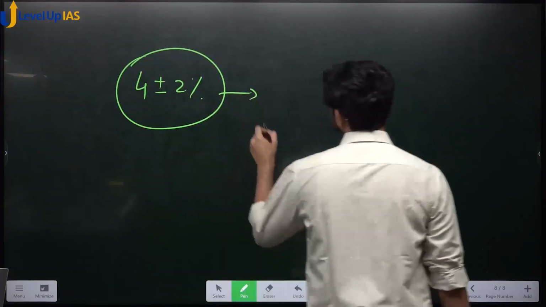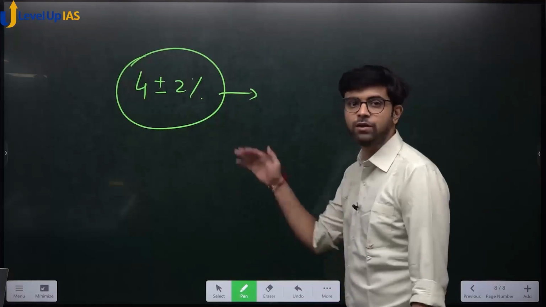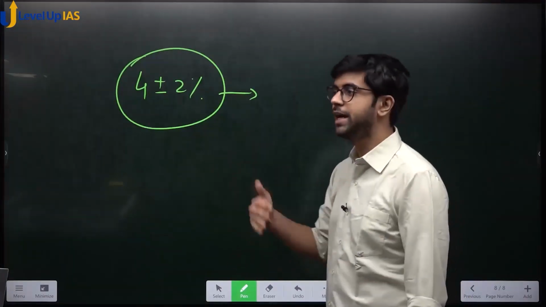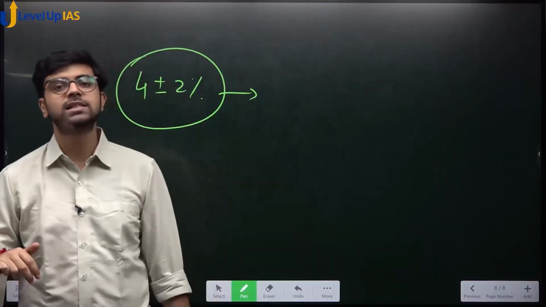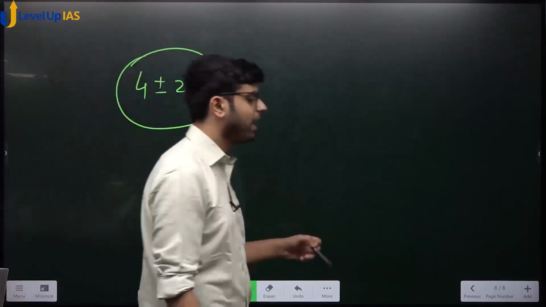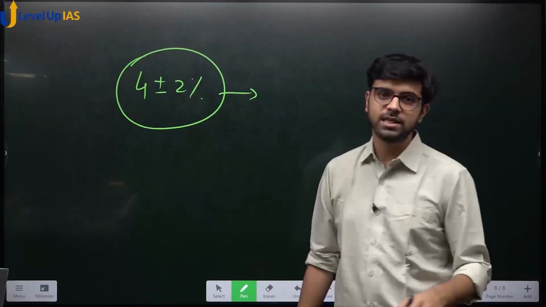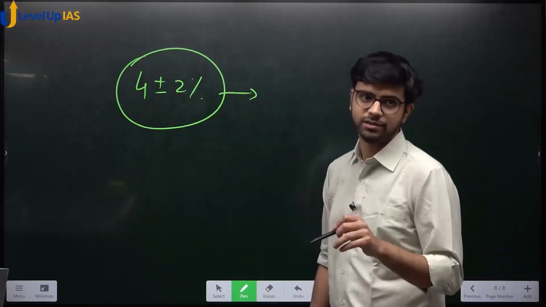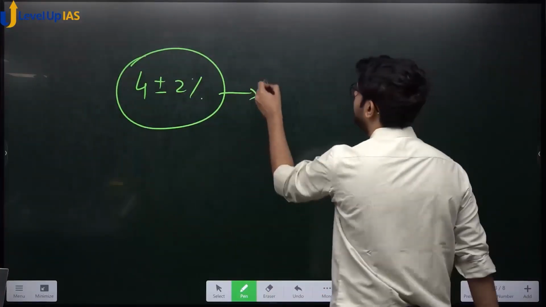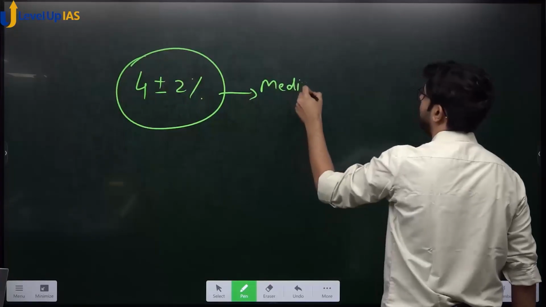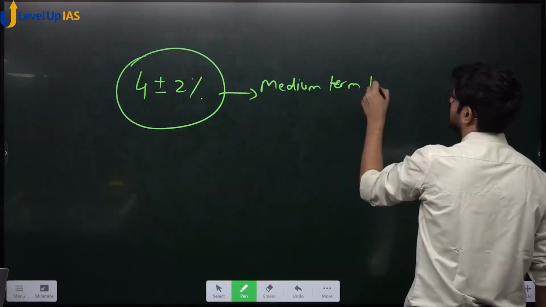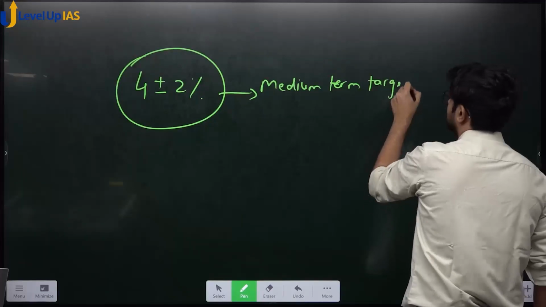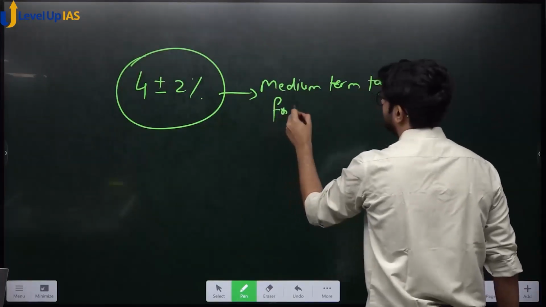Now, but for how long would this target be there? There is a possibility that next year you might need to set a higher target. So how frequently is this target revised? This target, again, like the GST compensation, was set for 5 years initially. So this is a medium term target for 5 years.